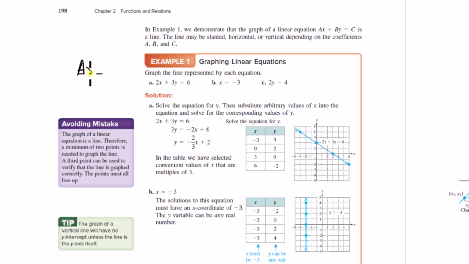If we think about ax plus by is equal to c, then in this case, a is equal to 2, b is equal to 3, c is equal to 6. And so to graph this, what they do is they pick an x, solve for y, pick another x, solve for y, pick a y, solve for x, and they get 4 points.